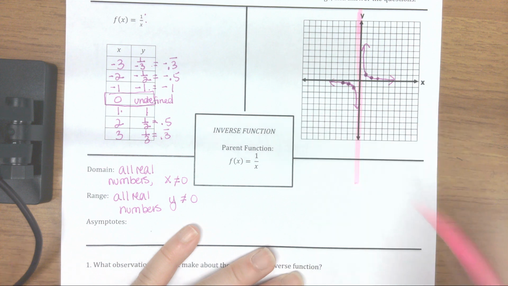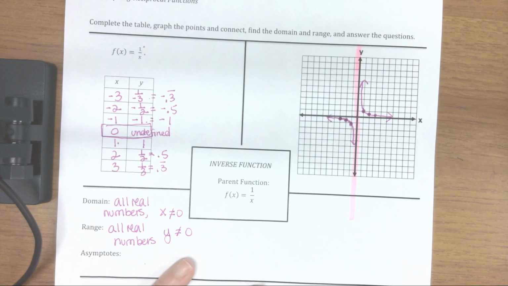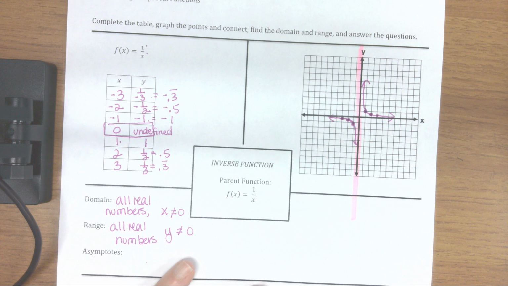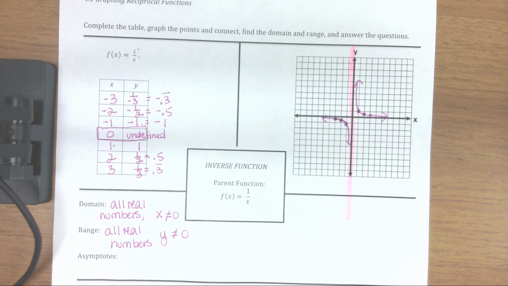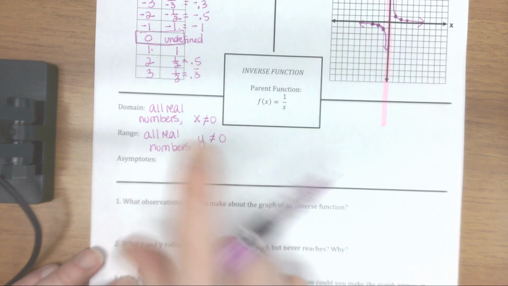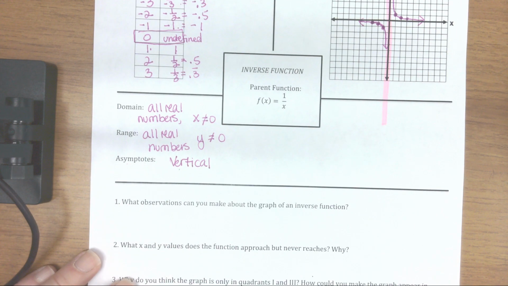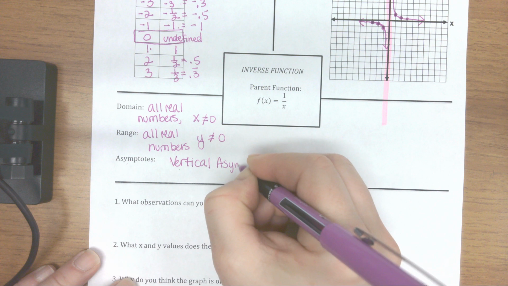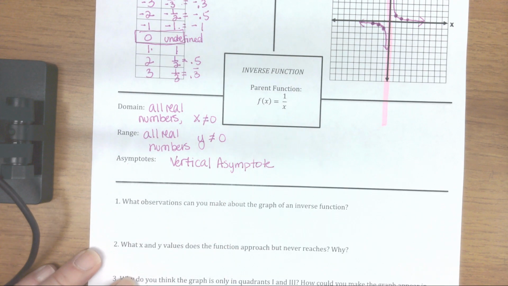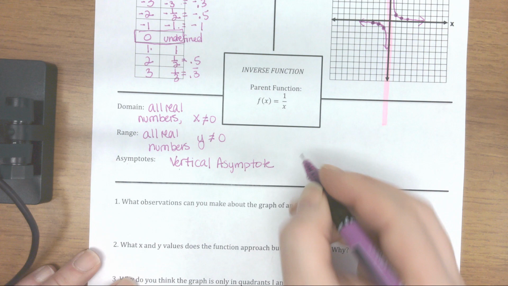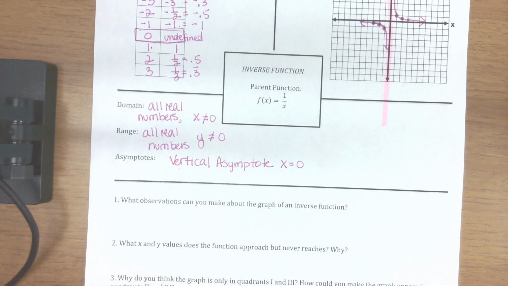Remember how when we were graphing, I said, hey, make sure it does not cross the y-axis. What kind of line is that? Starts with a V. Vertical line. Good. Okay. So there is a vertical asymptote. That's a funny word. And that vertical asymptote is at x equals 0. That's a vertical line. We write vertical lines as x equals.